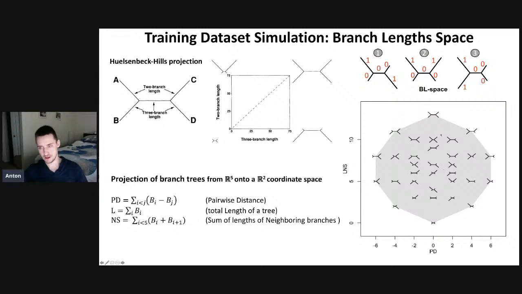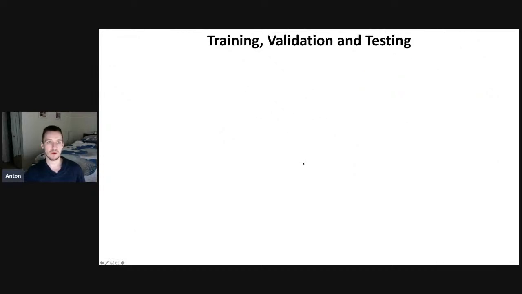We can sample from this space, and every dot corresponds to a vector of specific branch lengths. We can use a grid sampler, for example, and sample more or less uniformly from this space. Of course, this approach is not optimal, but it is at least better than sampling randomly. So we did that, and now we are simulating our training, validation, and testing data sets.